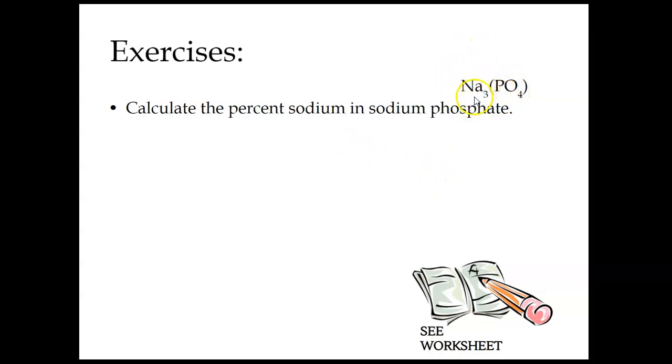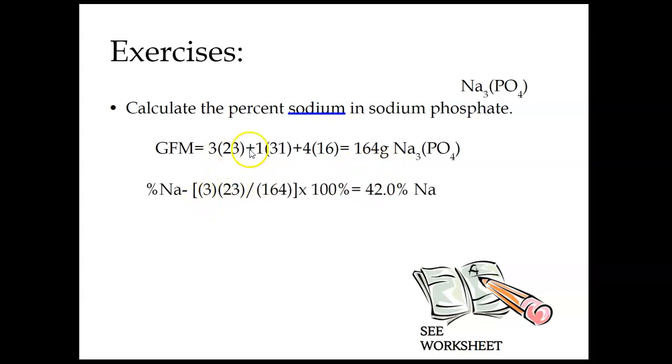Okay, so I'm just going to look at those sodiums. Again, I've got to get the whole, the gram formula mass. You should have 3 sodiums, 23, plus 1 phosphate. There's 1 phosphate, and there are 4 oxygens because the 4 is right next to the oxygen. So 4 times 16. Add it all together, I get 164 grams. So I'm just doing the sodium, not anything else. I will get 3 times 23 over 164, times all that by 100. I get 42% sodium. I'm done. That's it. No more.